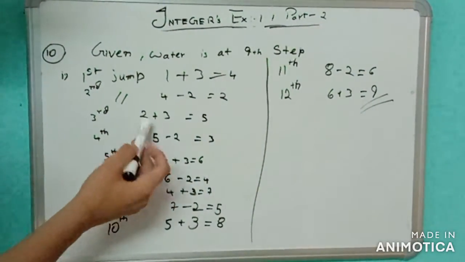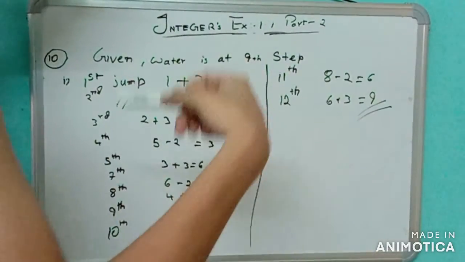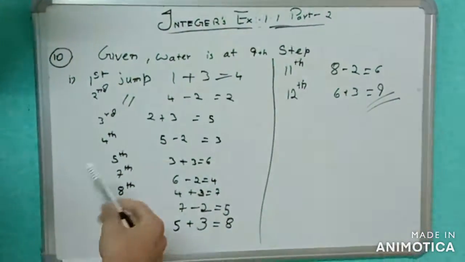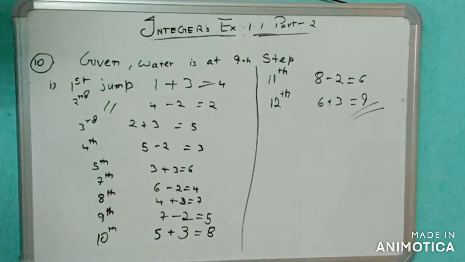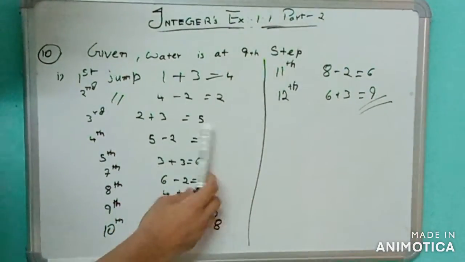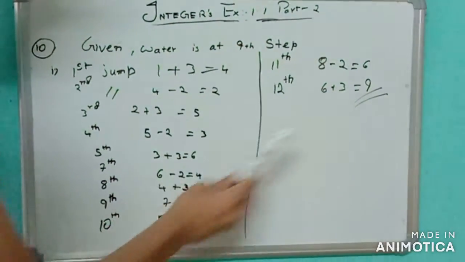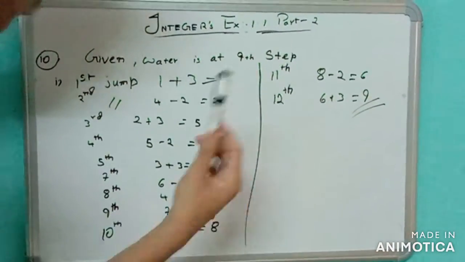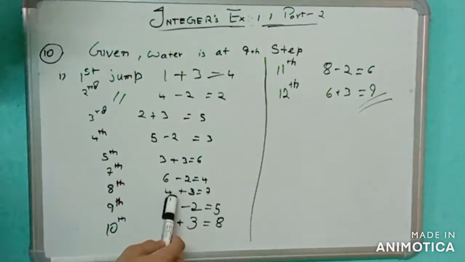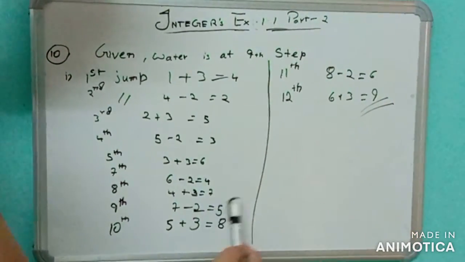In the third step again, 2 plus 3, means it frequently goes 3 steps down and 2 steps back, so 2 plus 3 is equal to 5. In the fourth, 5 minus 2 is equal to 3. Again in the same procedure, if we do from 3 up to the 6th step, it will go straight. This value we should minus 2, so 6 minus 2 is equal to 4, means 4 plus 3 is equal to 7. Again 7 minus 2 is equal to 5.